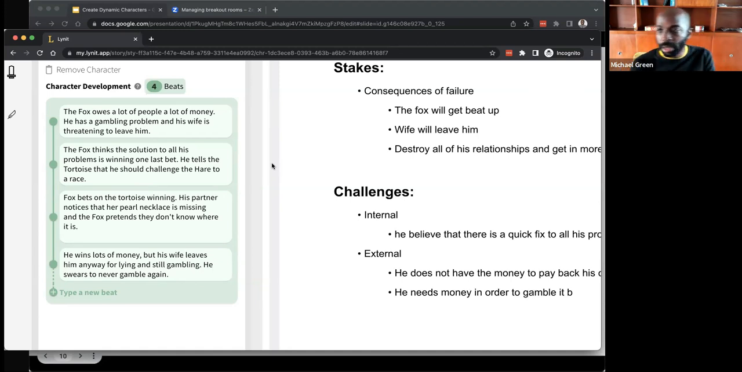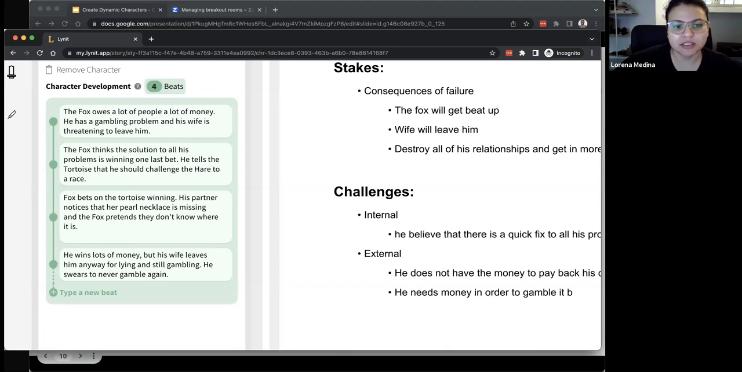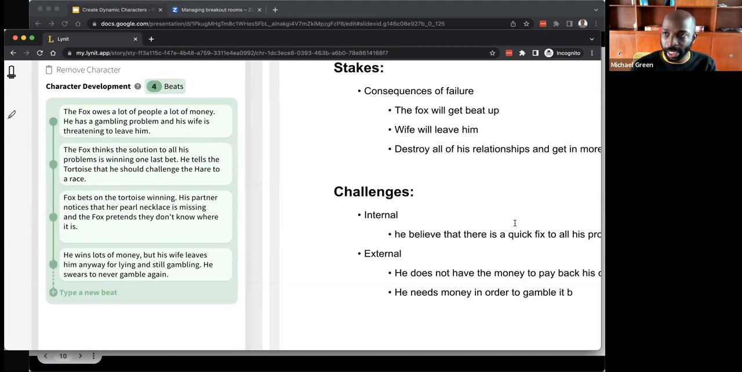So based on our definitions of development type, would this fox's development be positive, negative, flat, or none? It would be positive because he swears to never gamble again. He stops gambling, and that's what he needed to stop doing. Exactly. He is rejecting the belief that there's a quick fix to his problems, and he's rejecting it by giving up gambling.